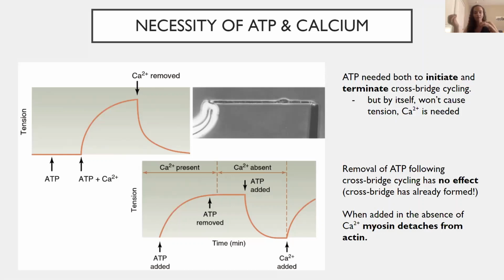But in the absence of calcium and when ATP is added, in those two conditions, what we see is immediate muscle relaxation. So it goes from a state of constant tension to calcium not being there, but ATP is added, and it goes all the way back down. And then once we add calcium back in the presence of ATP, tension goes back up. So when ATP is added in the absence of calcium, myosin detaches from actin.